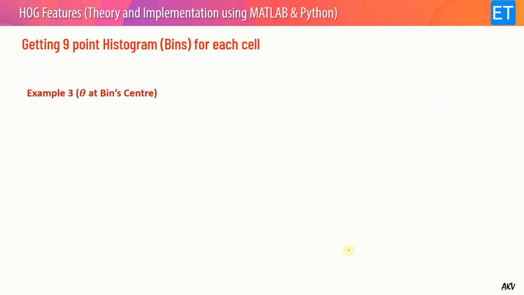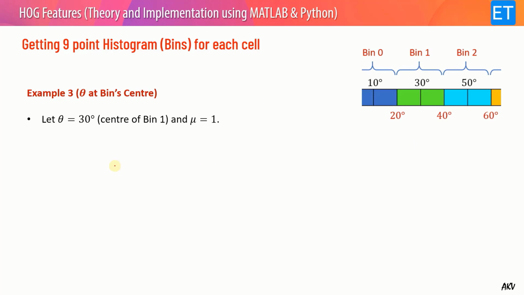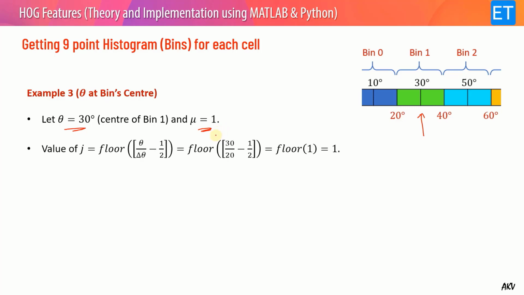Now consider another example where theta lies exactly at the bin center. Here I am taking an example where theta is 30 degrees. You can see that this is the exact center of bin 1, and again I am taking the corresponding magnitude as 1. If your theta is lying exactly at some bin center, let's see how the values will be assigned. First we calculate the value of j, and here we get j equal to 1. So it means bin 1 and bin 2 will be modified. Let's see whether bin 2 will be modified or not.